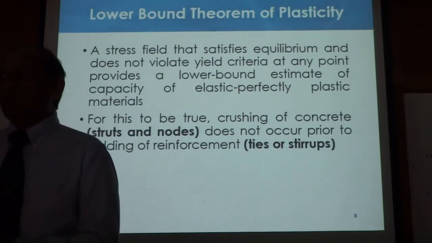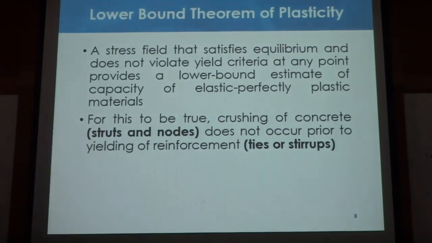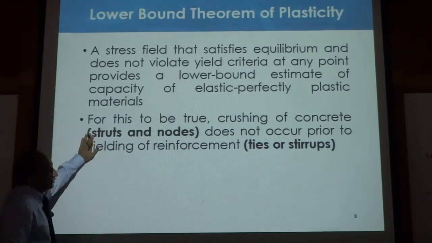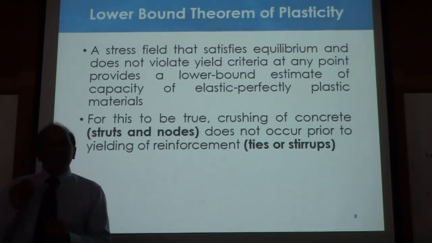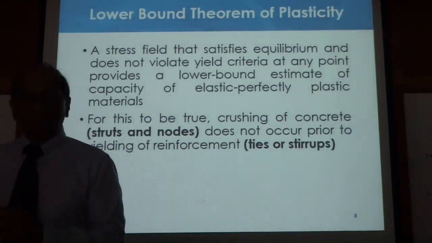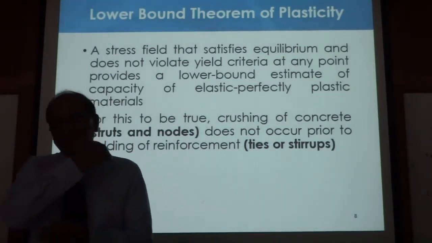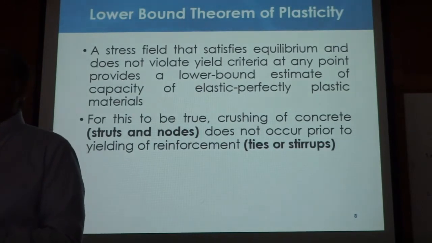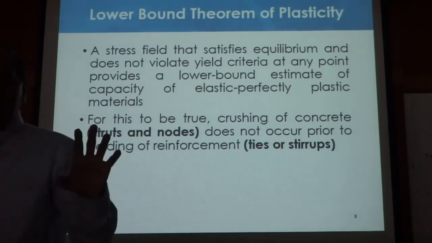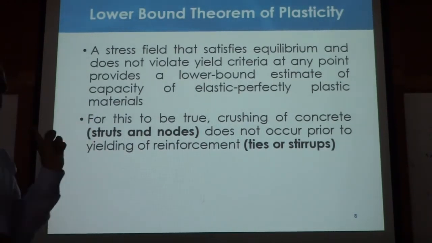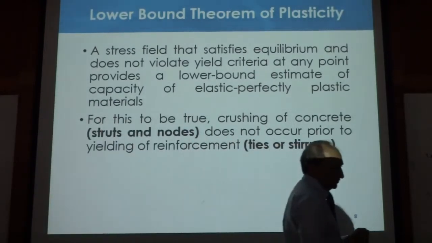So this is always going to be smaller. It's a stress field that satisfies equilibrium and does not violate the yield criteria at any point, and provides a lower bound estimate of the capacity. For this to be true, crushing of concrete certainly does not occur prior to yielding. So we'll come back to this particular idea. Just remember that this plasticity theorem that we are going to use is going to be the lower bound capacity. I'll come back and explain a little bit more. Just right now, remember this is another of the three things that we need to base our theory on. First of all, Bernoulli's. Second one is Saint Venant, and third one is lower bound concept of plasticity.